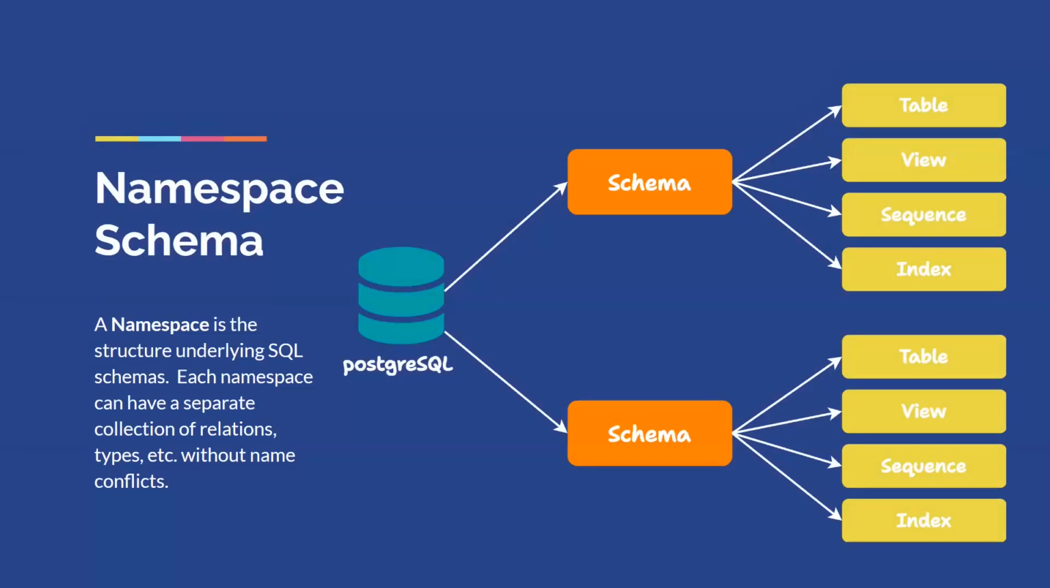So we use namespace schema to solve this problem. It's a namespace within a database that contains objects like tables, views, etc. Think of it like a directory that contains files. So multiple objects in a single database can have the same name if they exist in different namespace schema.